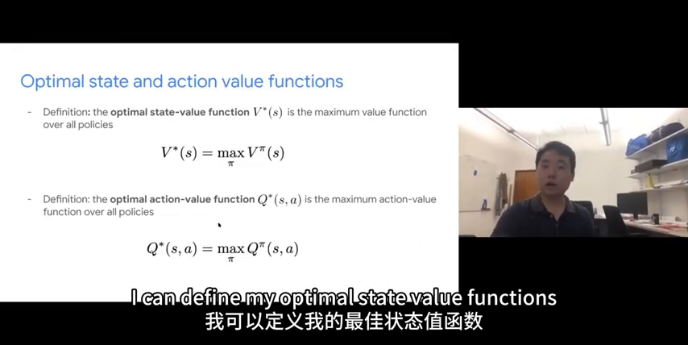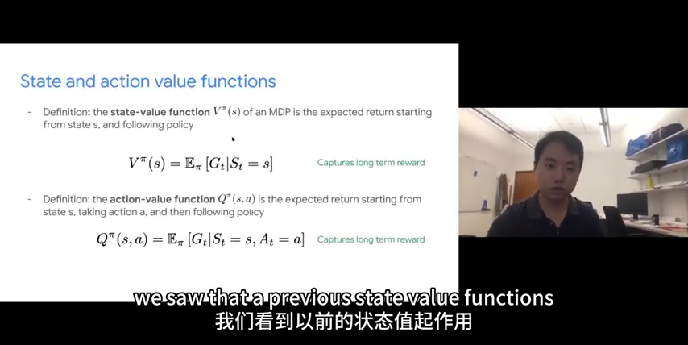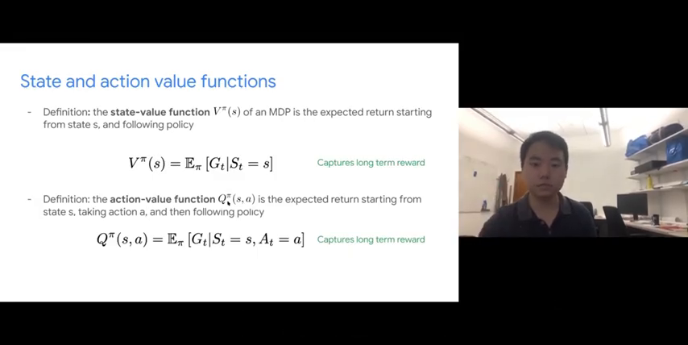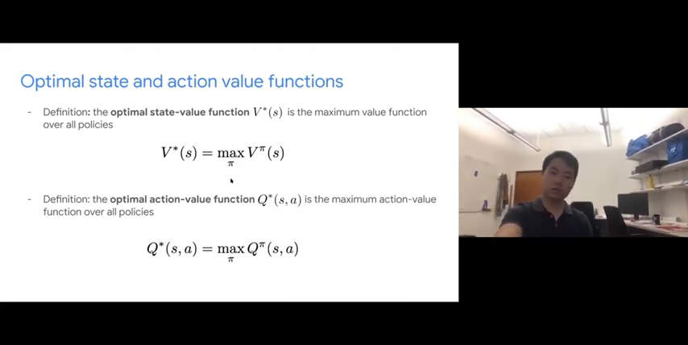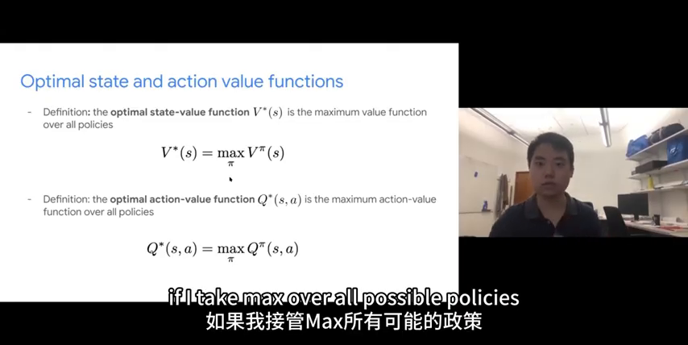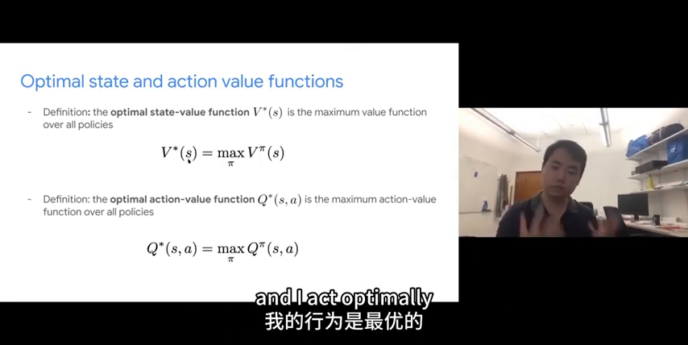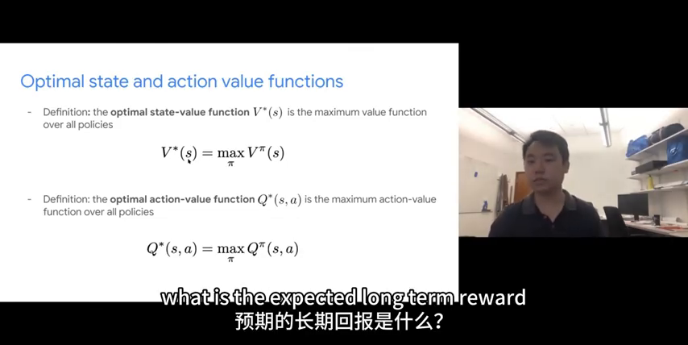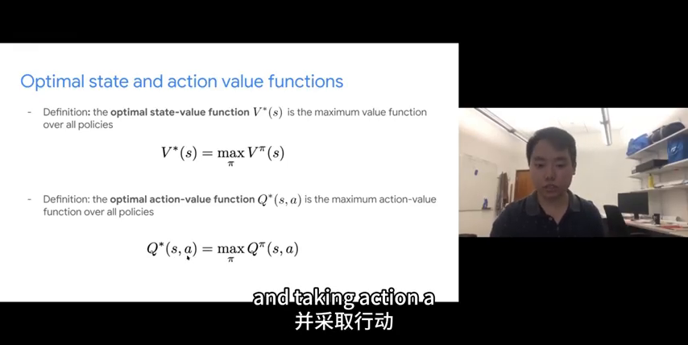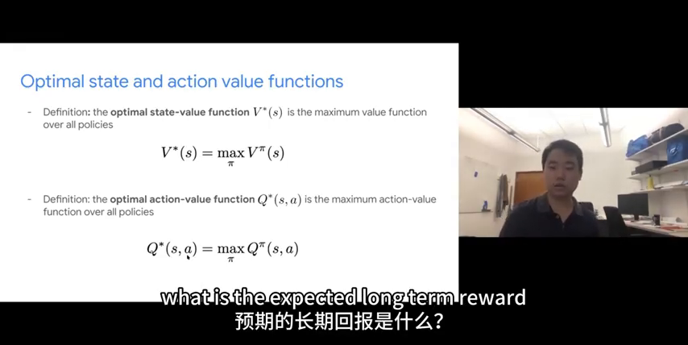And likewise, I can define my optimal state value functions and my optimal action value functions. Very simply, we saw that the previous state value functions and action value functions depend on a particular policy. If I take max over all possible policies, then I can obtain the optimal state value function. That means if I start from state S and I act optimally using the best policy, what is the expected long-term reward? And likewise, if I'm at state S and taking action A and following an optimal policy subsequently, what is the expected long-term reward that I'm going to observe?